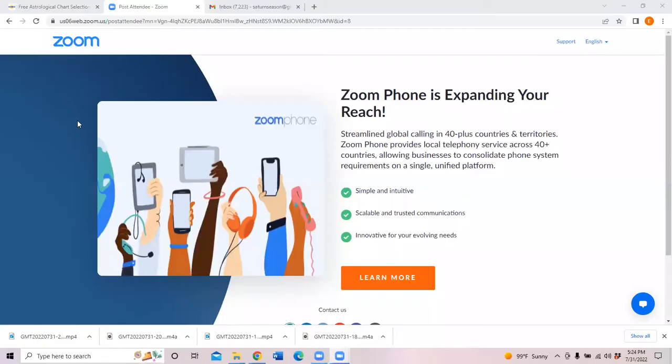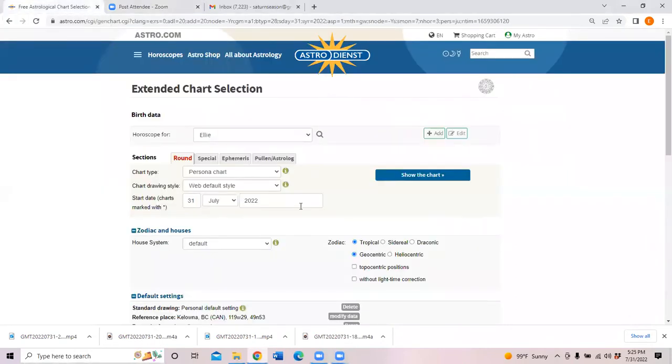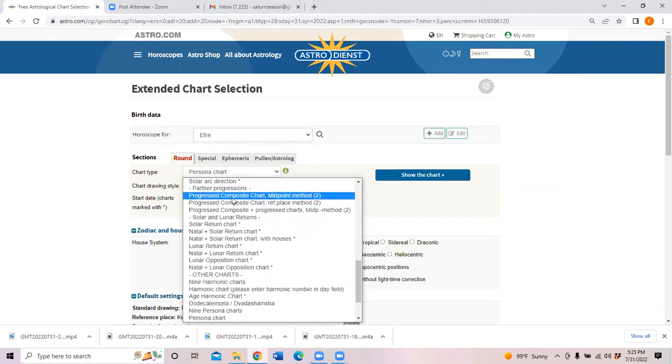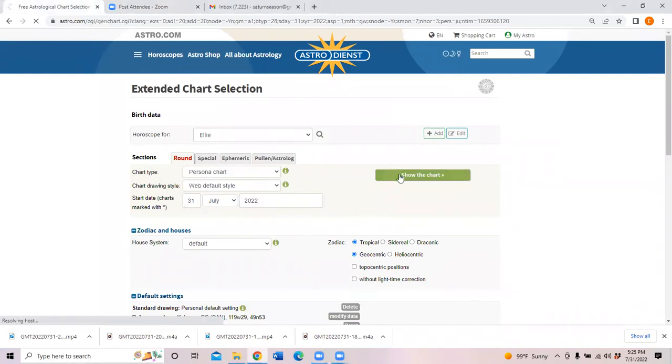But without further ado, let's talk about persona charts. Let me go ahead and share the screen. Okay. So on astro.com, you'll go to the extended chart selection, and you'll go to where your data is put in. Then down here where it says chart type, you will go to persona chart and click show the chart.